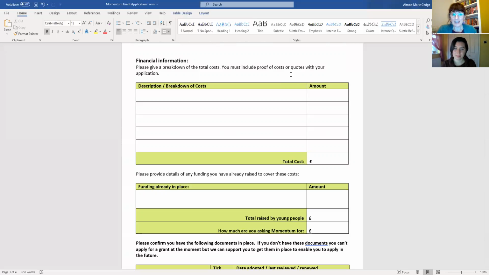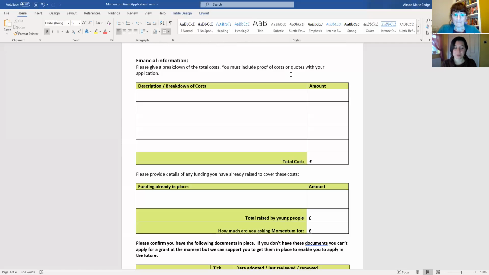Also want to know about funding that's already in place. Because you can apply for up to £500 with a Momentum grant, but you might be running an activity that costs more than that, and we want to know how you're going to fund the rest of that. And it might be money that's been raised by the young people, it might be by other grants. So this is a chance for you to tell us about that. And this section really shows that you're thinking about it and you've planned the grant application. So this isn't something that you're just doing on a whim, that you're really thinking carefully about where you want this funding to go to and how you want it to be spent.